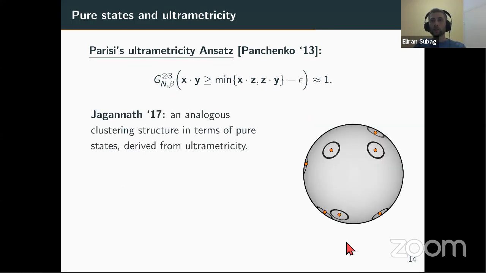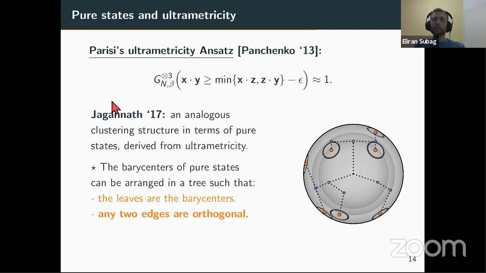And you can also talk about this hierarchy in terms of subsets of the sphere, not just samples. This was done by Jagannath in the theorem. Actually, it's the same work I mentioned before, where he constructed pure states. So I just want to explain what the theorem means for the pure states. I just want to express it in the way that is relevant to what I want to explain.